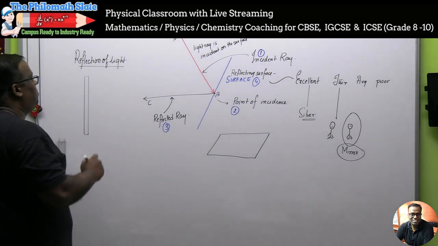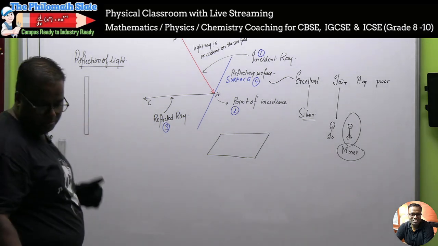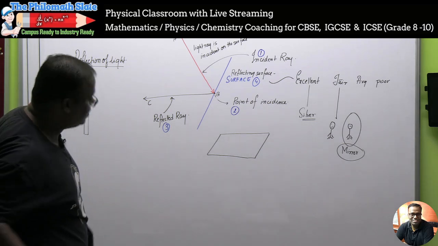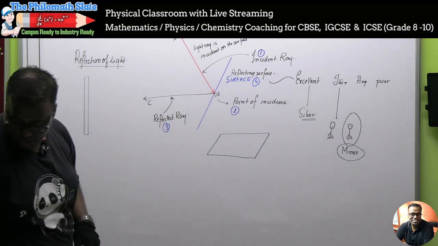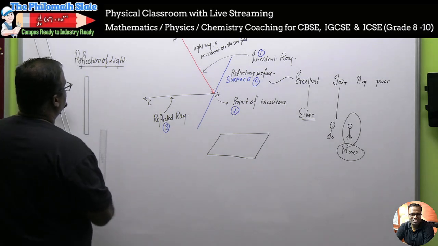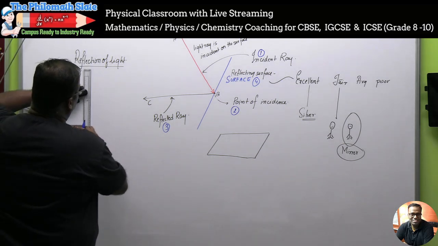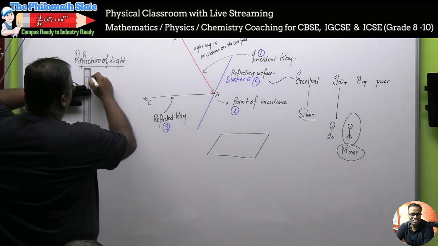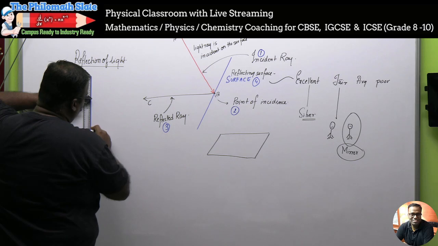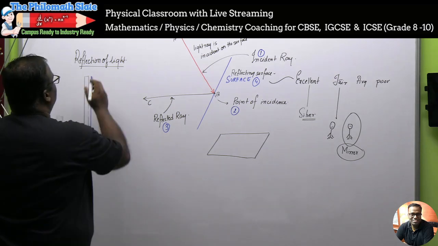So behind this glass, what will we do? First of all, we will put something which is known as a reflecting surface or a reflecting coat. A plain sheet of glass is taken, and after that, a very thin and very fine, good quality reflecting material coat is given.